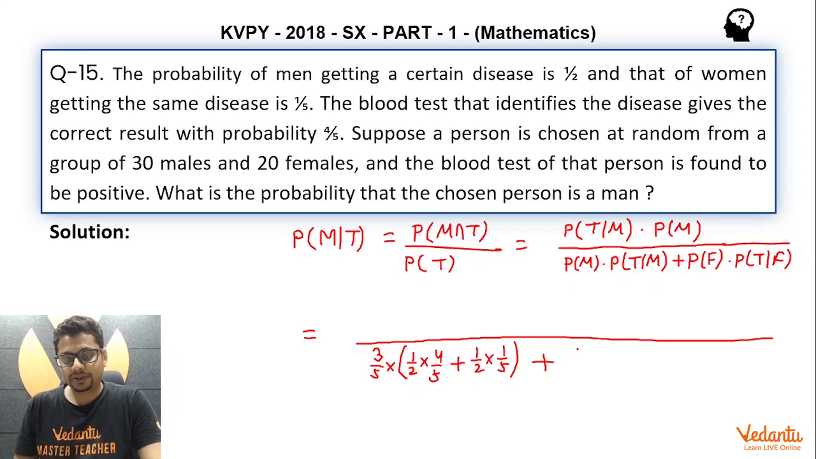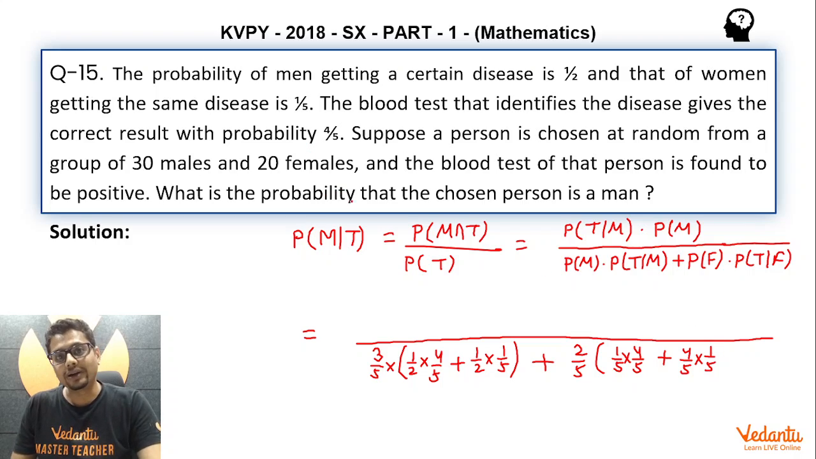The probability of a person being female is 2 by 5. When the person is female, or you may say when the person is a woman, what is the probability that the test would turn out to be positive? So 1 by 5 is the probability of the female having the disease and then the test rightly showing positive. Or 4 by 5 is the probability that the female does not have the disease, and 1 by 5 is the probability that the test wrongly shows positive.